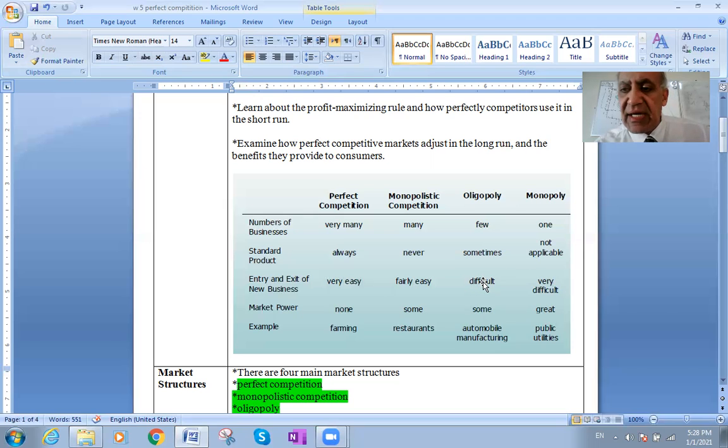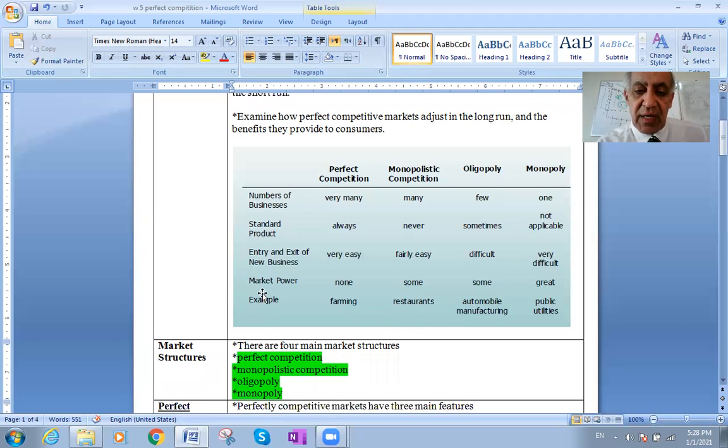How about the entry and exit out of the markets? It's a little bit difficult to enter the market or to get out of the market. As for market power, yes, you still have some power to determine the prices. An example is the automobile factories, and we have a lot of examples for this.